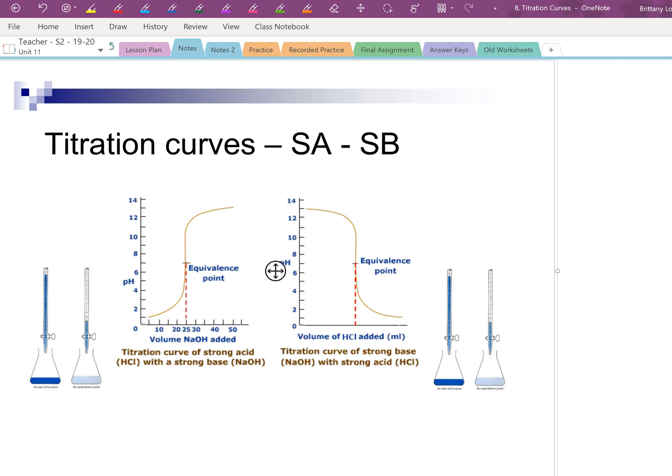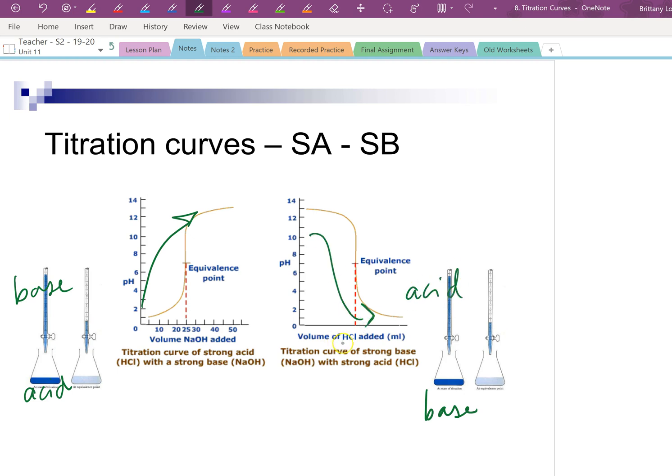Go away. All right, so this slide is just to show you what it would look like. In here, we are starting with an acid and we are titrating a base because the pH increases over the course of the titration. Whereas in this one, we're starting with a base as the analyte and we are titrating the acid into it because the pH decreases as you add the titrant. So that's the purpose of this.